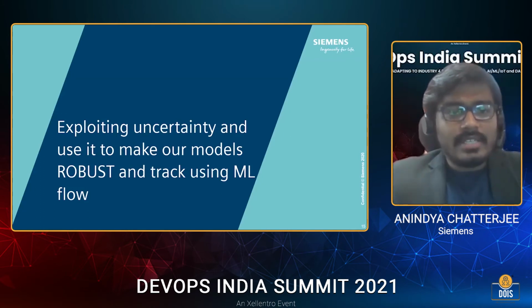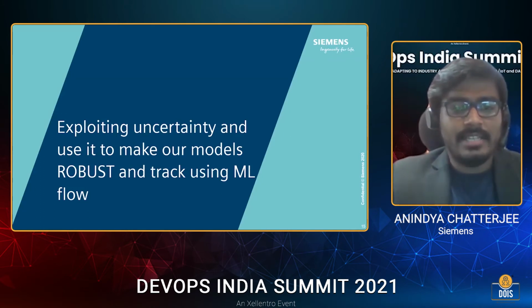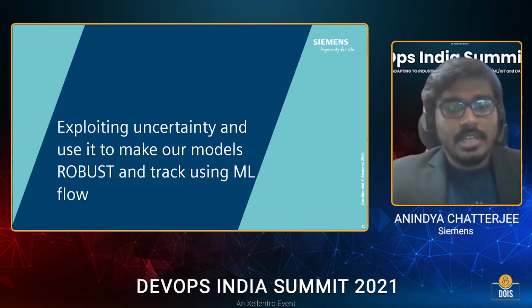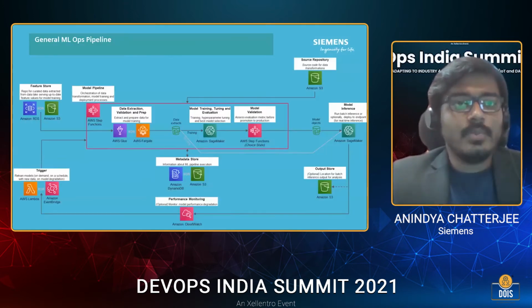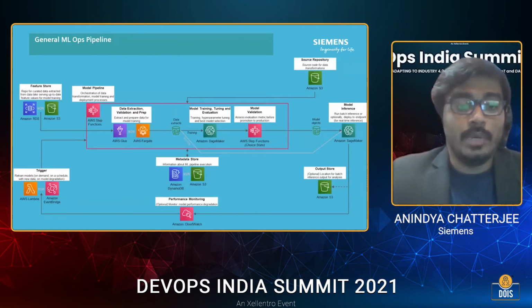Now let's try to understand how we exploit uncertainty and make our models more robust. So far, we are only saying that we should make our models robust against adversaries, but how do we actually do it? Let's go and understand this. But before we go there, let us first understand what a general ML pipeline with MLOps looks like.